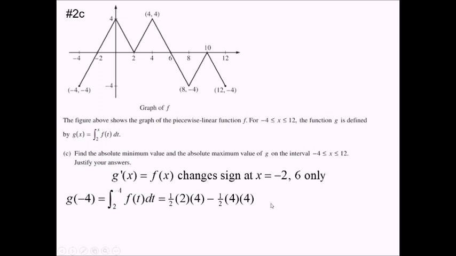Let's simplify it so we can compare it easily. So the 1/2 and the 2 cancel. This is just a 4 over here. Over here, this is going to be, let's see, half of 4 is 2. 2 times 4 is 8. So basically 4 minus 8, which is -4.